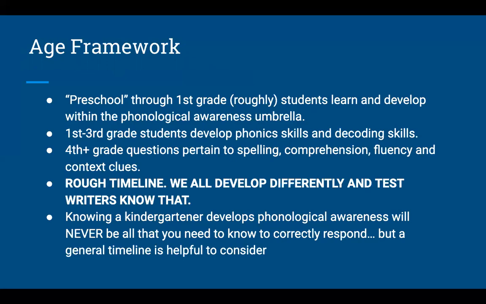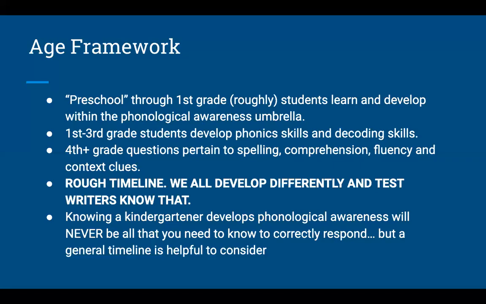Roughly preschool through first grade are working with the sounds, the rhyming, the beginning sounds. You can think about in kindergarten how you have lessons on letters. They come in, they can write their name, then they learn to write more words, and they start connecting those letters to the sound. That's phonics, first to third grade. Fourth grade and up questions are typically about spelling, comprehension, fluency, and context clues. That's a rough timeline of some of the skills that definitely consistently align.